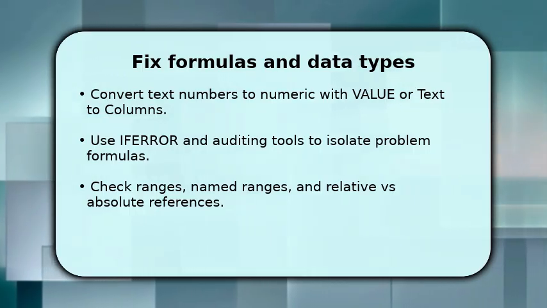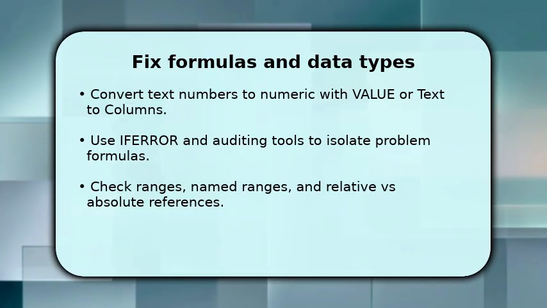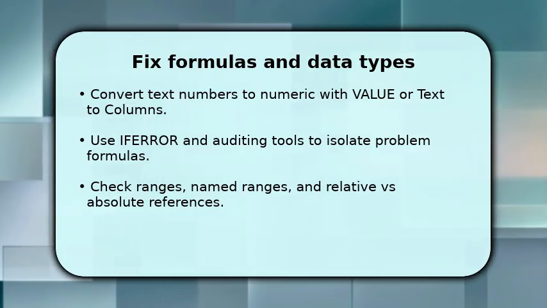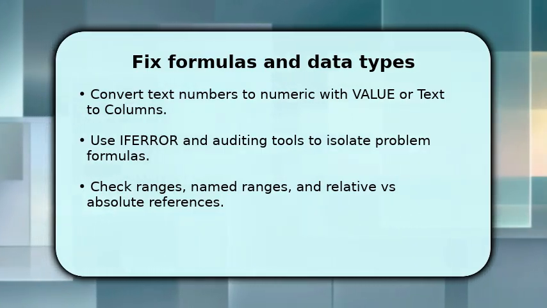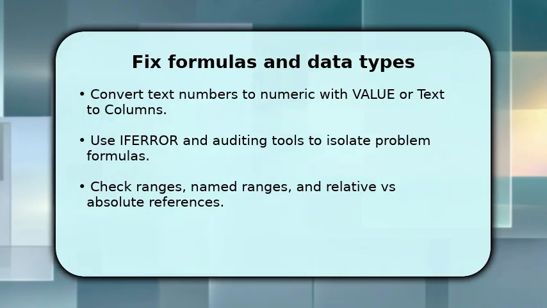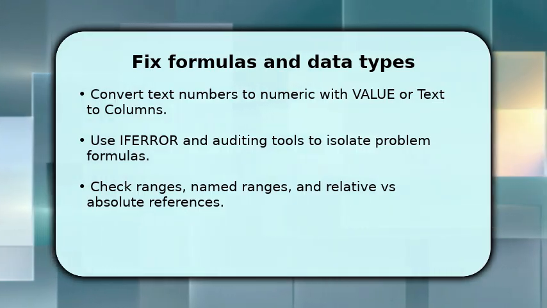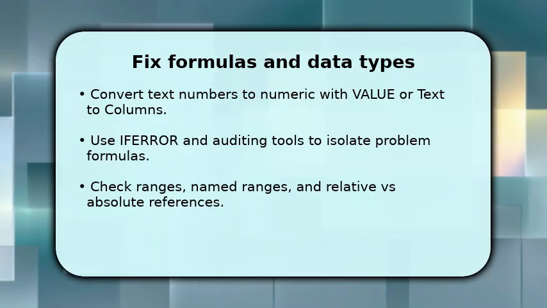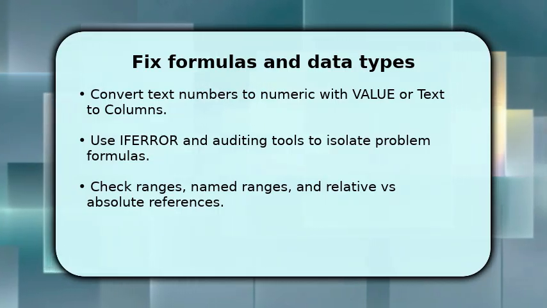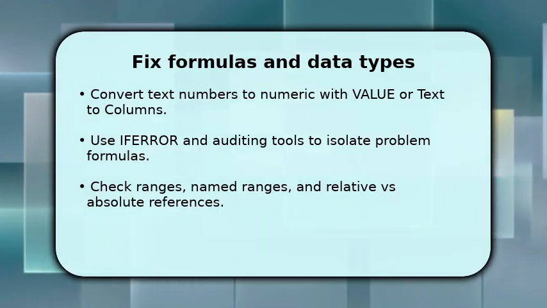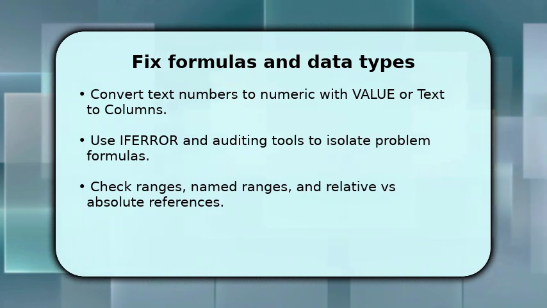Wrap risky expressions with IFERROR for graceful handling, and step through precedents and dependents to locate broken links. Make certain named ranges and cell references match intended scope, and switch relative to absolute references where copying caused offsets. This prevents recurring errors when you extend calculations.